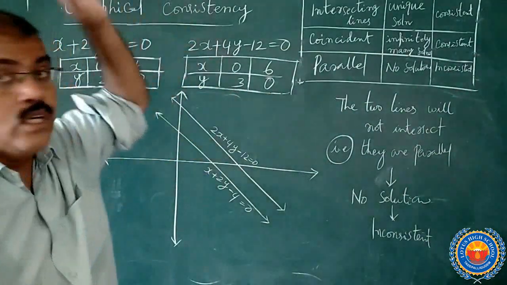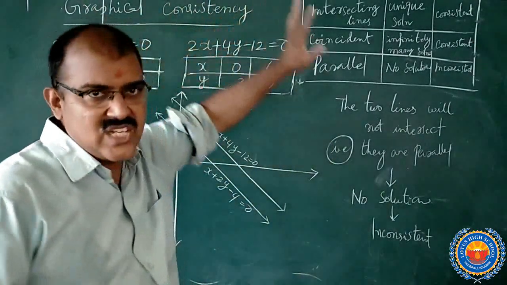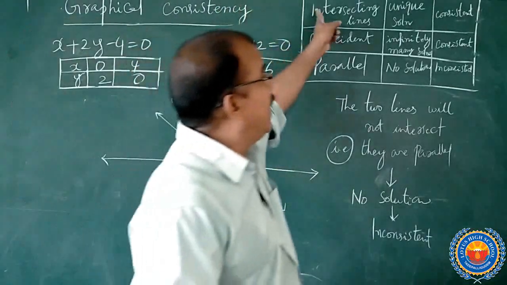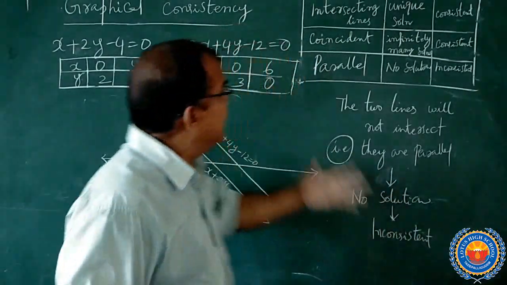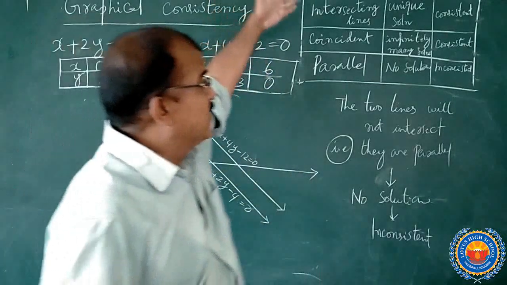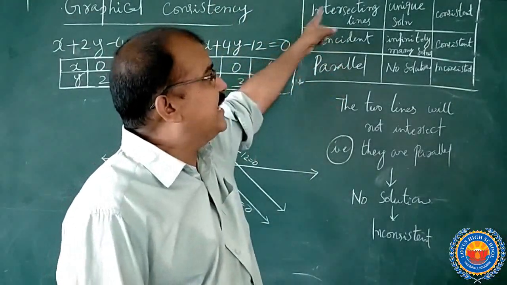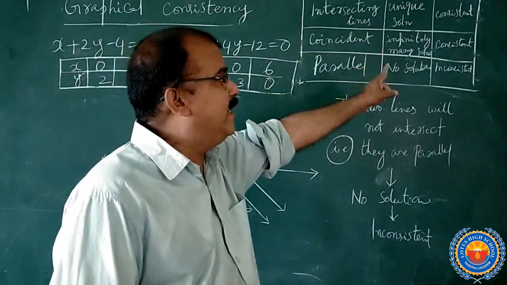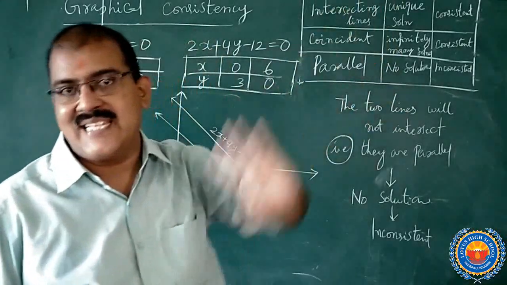This is the third one. Today's main topic is graphical consistency. So we have taken the first graph, second graph, third graph. Already I said the page number 41 or something else. If it is intersecting, unique solution, consistent. If it is coincident, infinitely many solutions, consistent. If it is parallel, no solution, inconsistent.